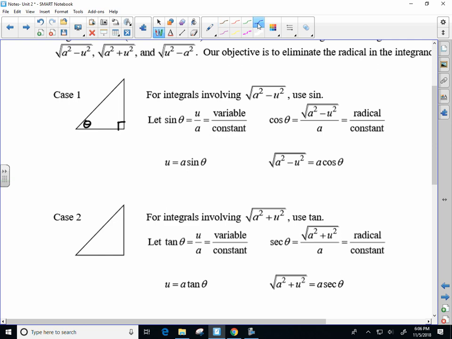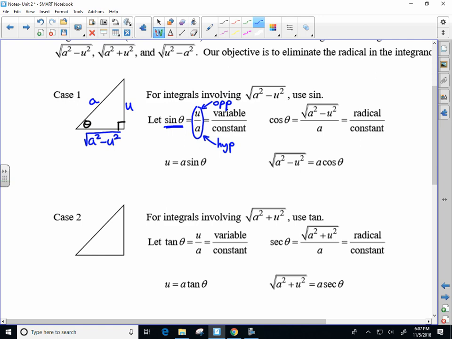In this case, we're using the sine function, and we're defining sine as the ratio of a variable to a constant, u over a. The trig ratio associated with sine is opposite over hypotenuse. So the opposite side would be u, the hypotenuse would be a, and then using the Pythagorean Theorem, we would solve and get the square root of a squared minus u squared.